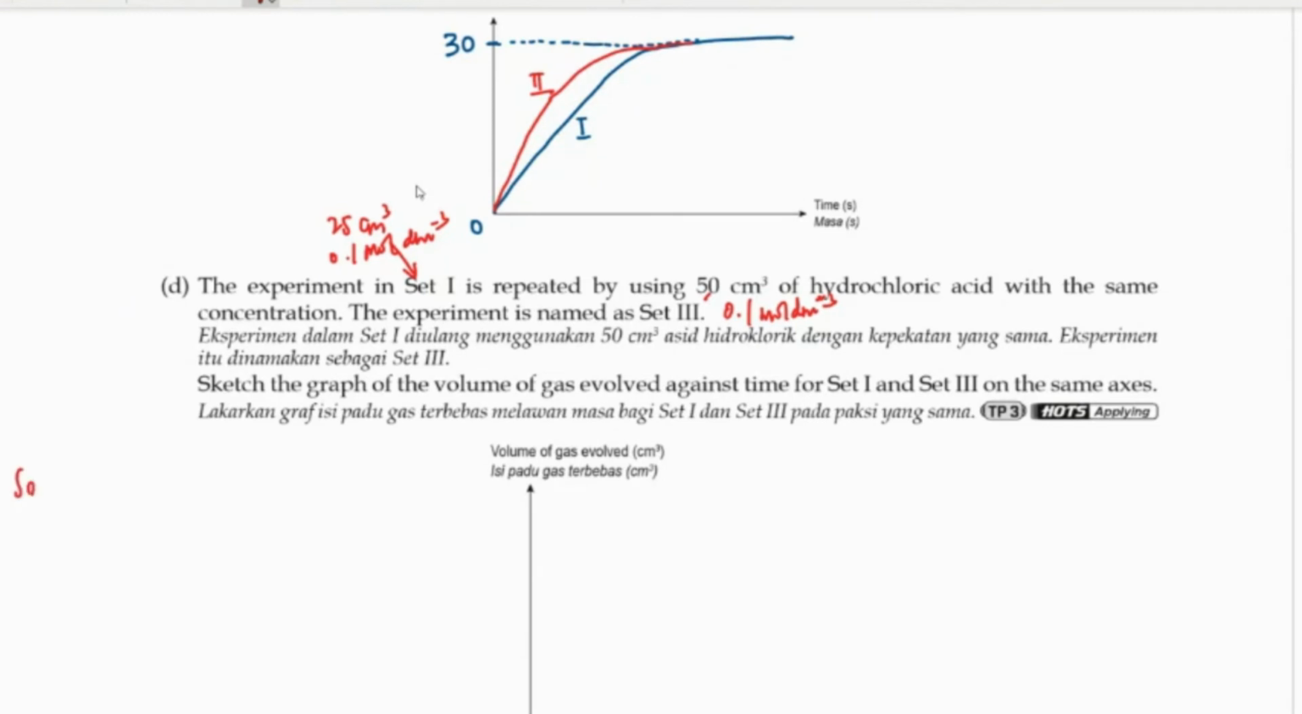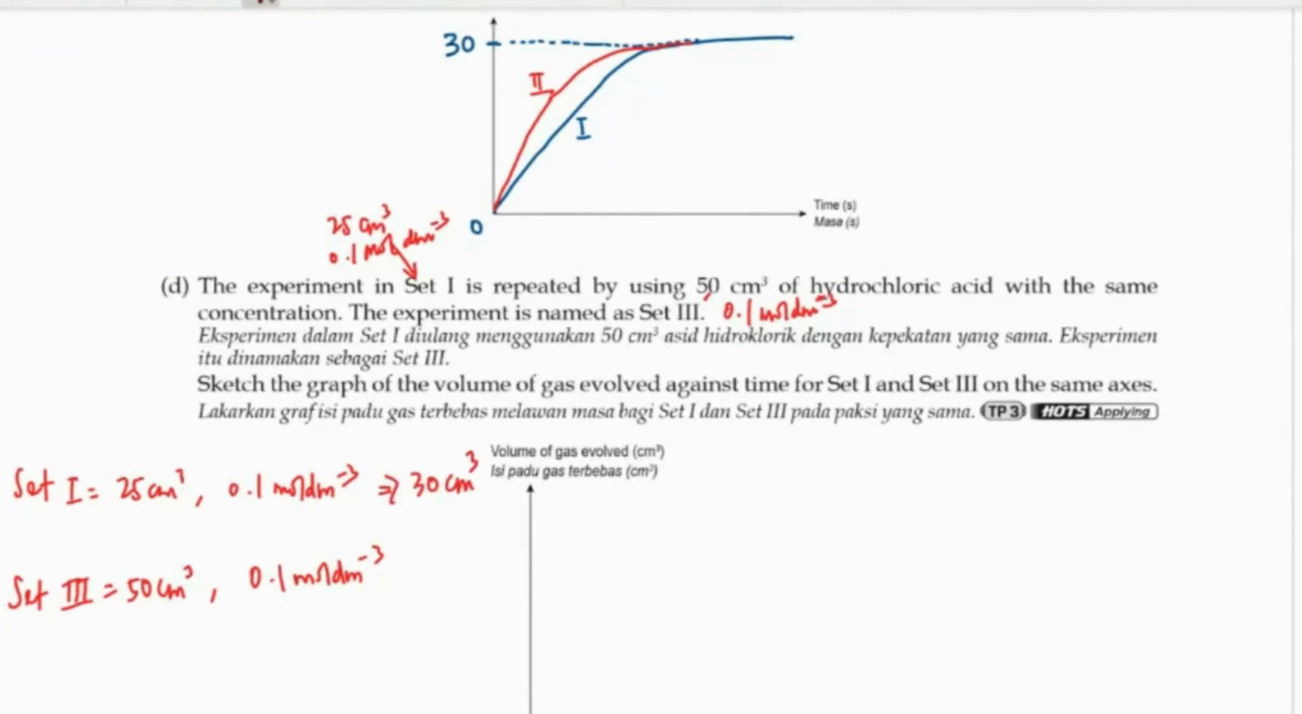Okay, so set 1: 25 cubic centimeter, 0.1 mole per cubic decimeter. Set 2: we use 50 cubic centimeter, 0.1 mole per cubic decimeter. Okay, so not set 2, it should be set 3. Set 1 just now released 30 cubic centimeter of the gas, right? So let's say it's 30.